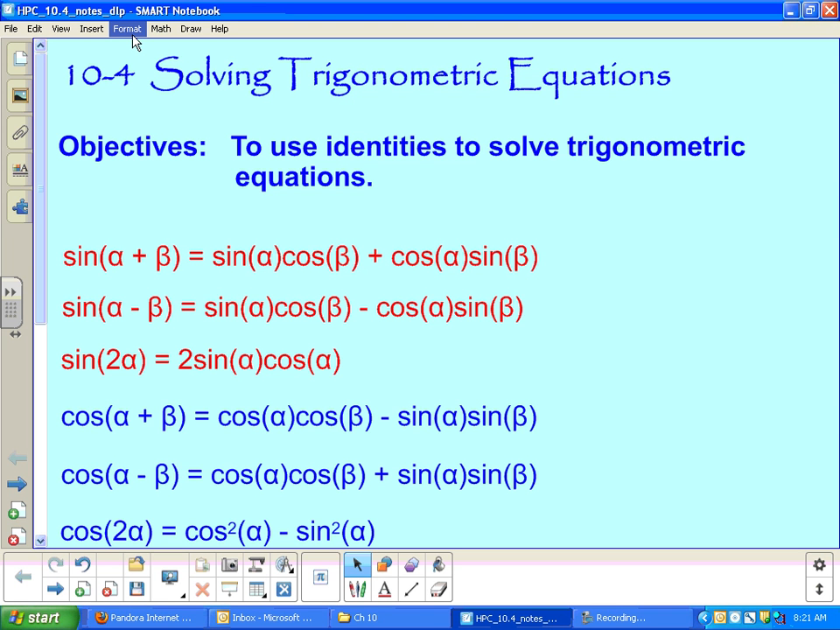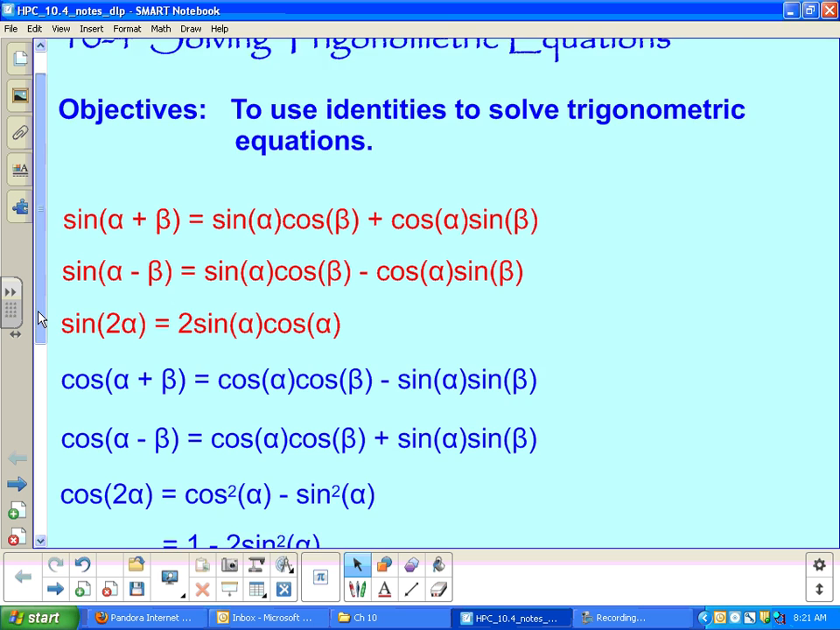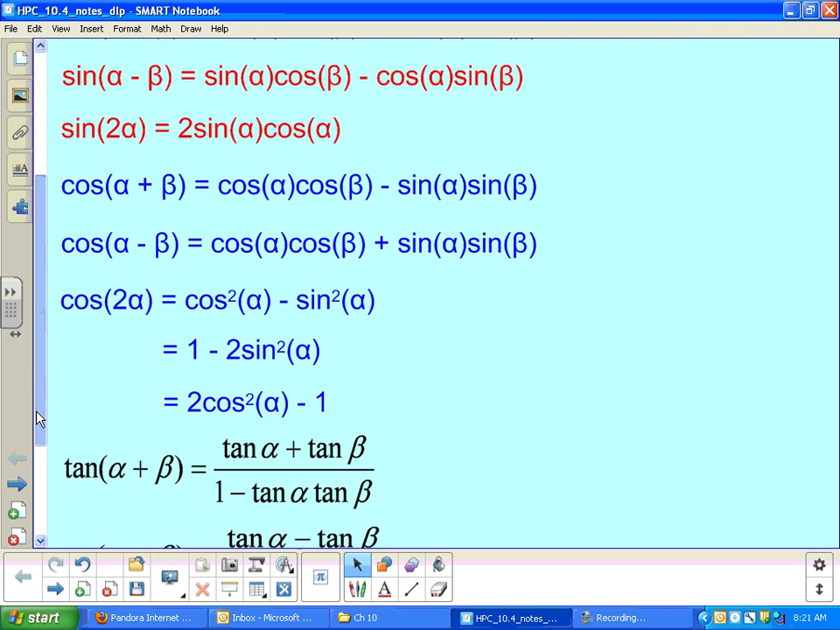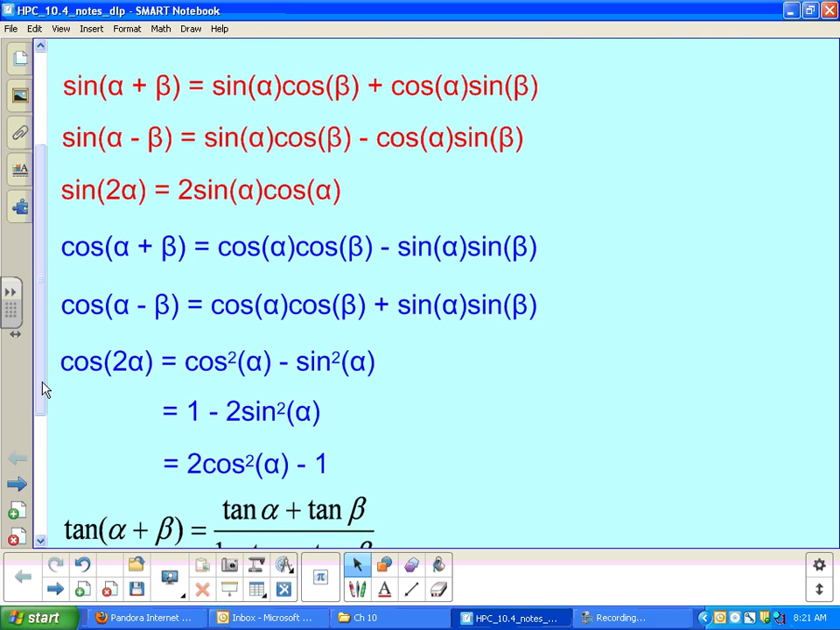Section 10.4, solving trigonometric equations. By the time we're done with this, we want to be able to use the identities we've been working with to solve the equations. And the identities we've been working with are our sum and difference formulas for sine, cosine, and tangent, and our double angle formulas for sine, cosine, and tangent. And here they all are.